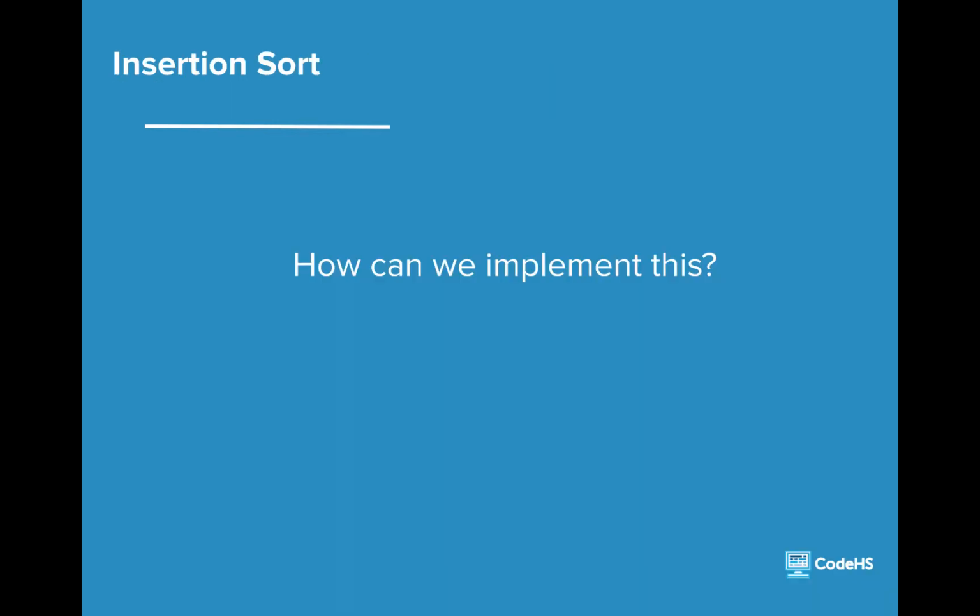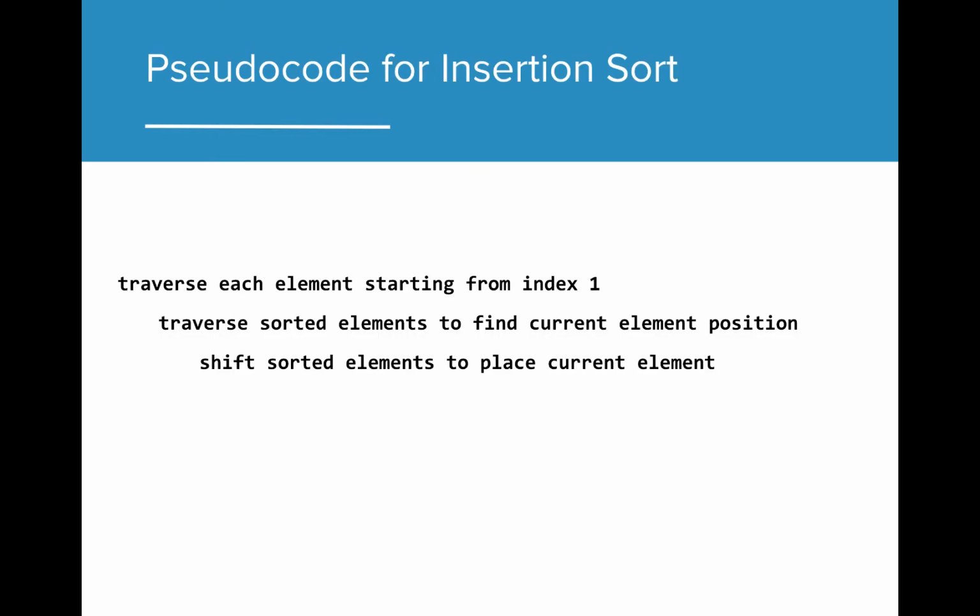So how can we implement this algorithm? Take a second to think it over. The pseudocode for this sorting method is as follows. Traverse each element starting from index 1. Then traverse all of the sorted elements from the left-hand side of the current index to find the correct element position, and shift sorted elements in order to place the current element.